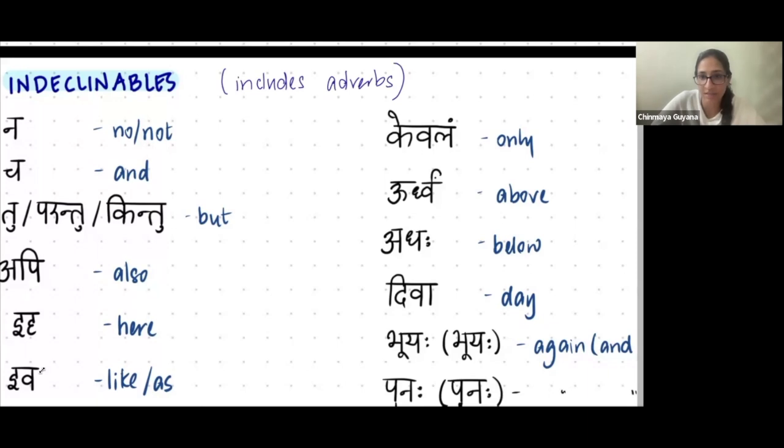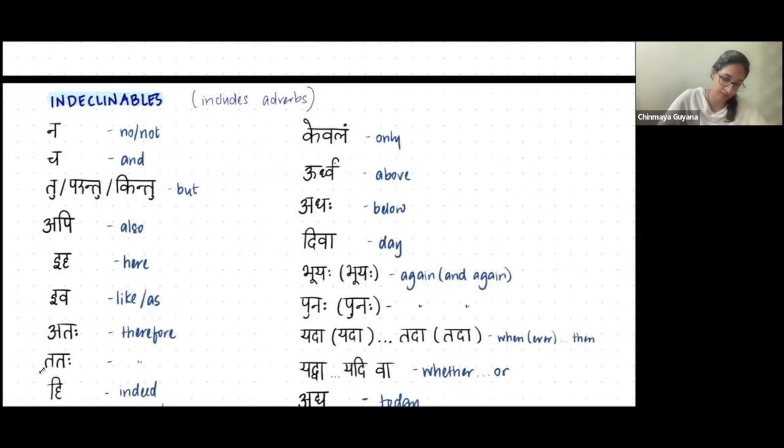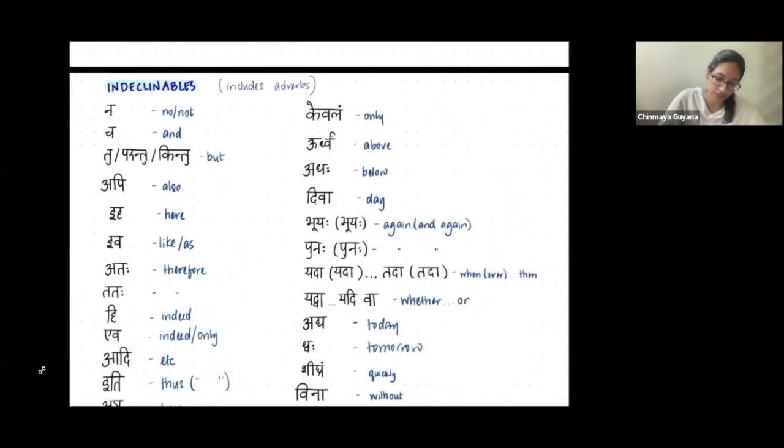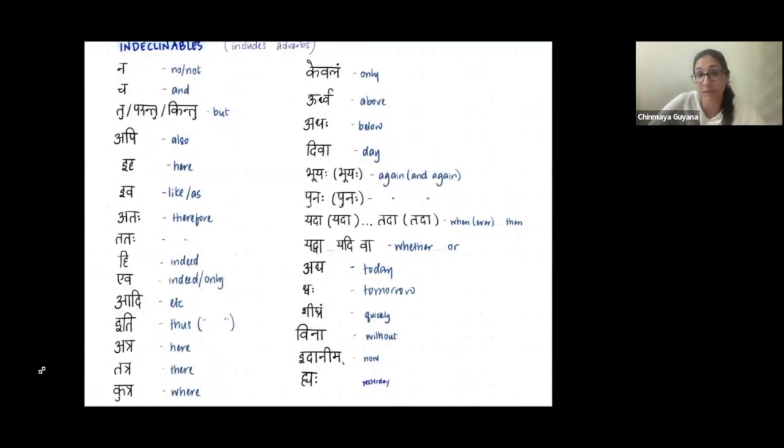Adverbs are words that limit verbs. He runs quickly. He eats slowly. She smiles happily. All the -ly words are adverbs. Adverbs all fall under the category of indeclinables. So I'll just read through this list, and there's nothing more to say except that you become familiar with them.